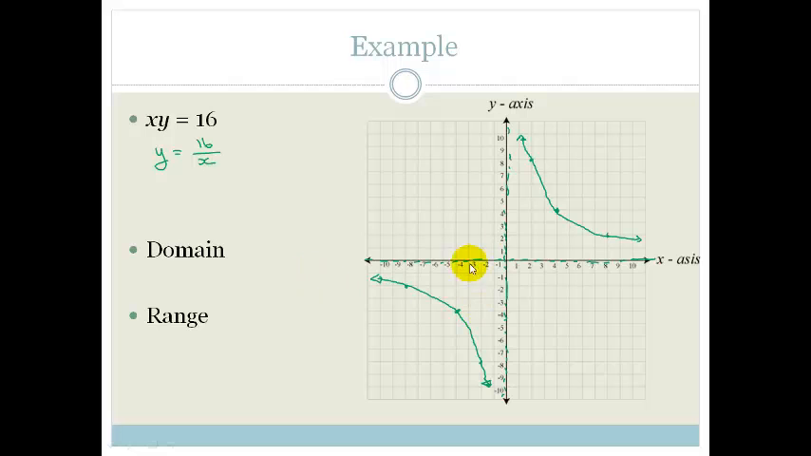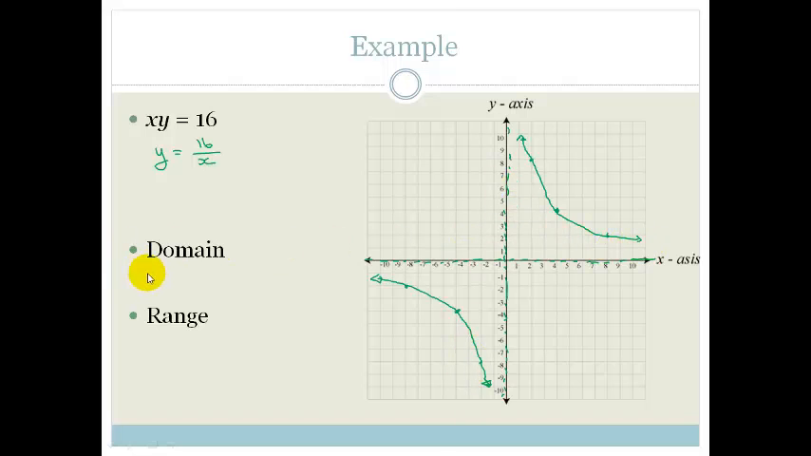Okay, so there we go, we've got our two graphs. We notice that that's in the first and the third quadrant, which we expected because this is a positive graph. Now we just need to do the domain and range. And like I said before, because asymptotes are where they're supposed to be, we can say that the domain is going to go from minus infinity, skipping zero, all the way to positive infinity.